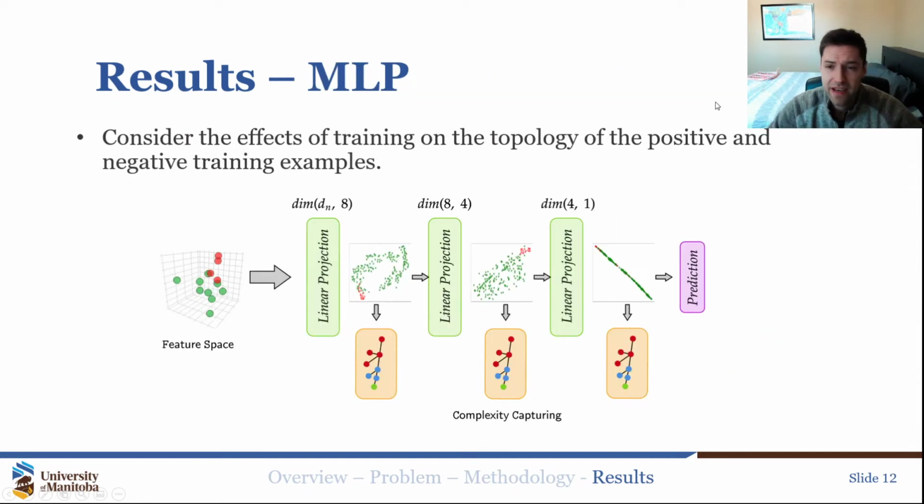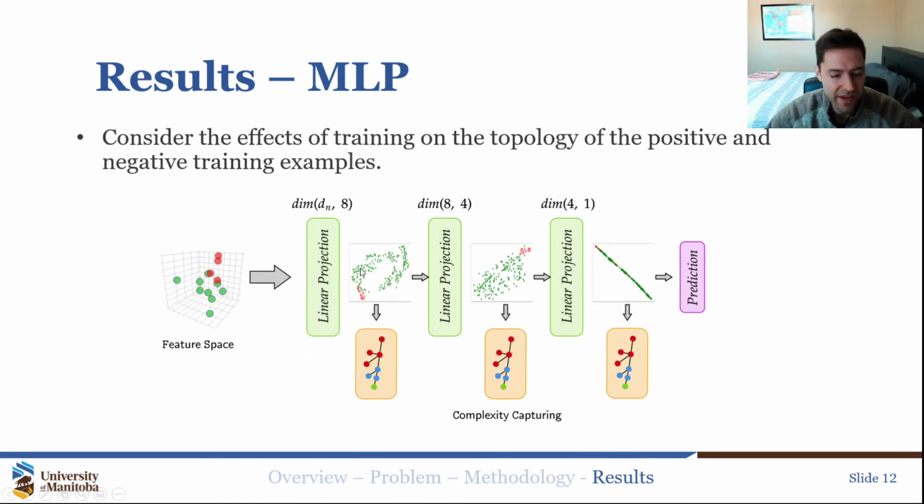The next thing we wanted to look at is, we wanted to incorporate the idea of this complexity, but do it while the model is training. We had a simple feature space. Again, this is just the cluster shown a few slides ago. And we passed it through a multi-layer perceptron, where at each stage we looked at the activations, and then we determined the complexity of the topologies.